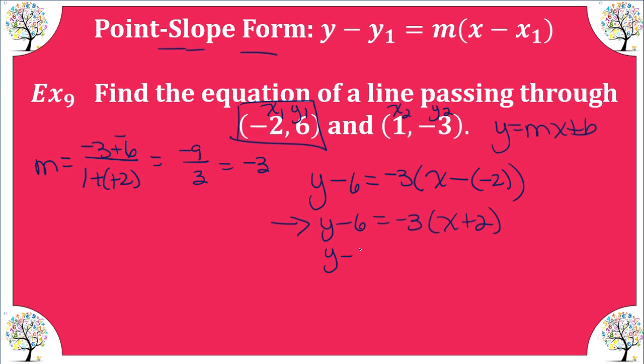And now we are going to convert it by first distributing the -3. And then we're going to add 6 to both sides to isolate y. And we have y equals -3x plus 0. But I'm not going to write the 0, just leave it like that. This means that I have a slope of -3, and my y-intercept is the origin, 0, 0. So my b value is 0, 0.